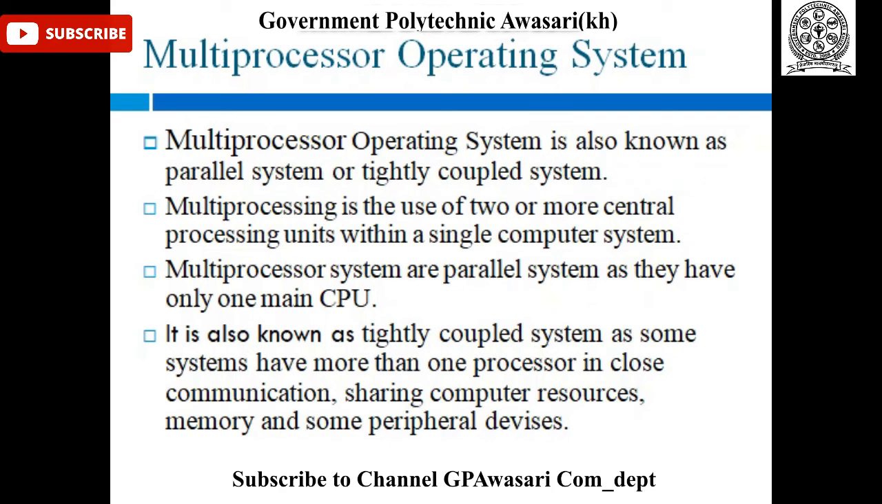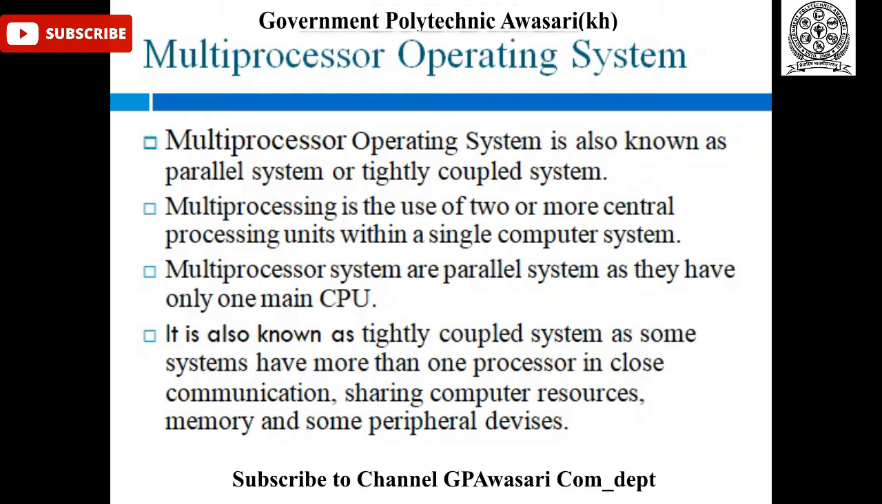Let's move to the multiprocessor operating system. Multiprocessor operating system is also known as parallel system or tightly coupled system. Now let's see what is the meaning of multiprocessing. Multiprocessing is the use of two or more central processing units within a single computer system. Means in this type of operating system we can use more than one CPU within a single computer.